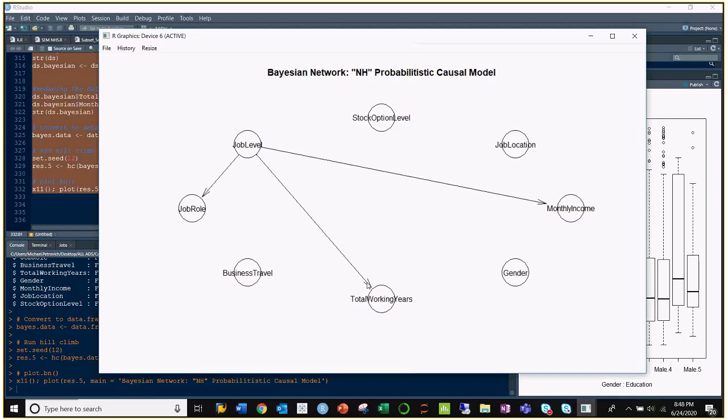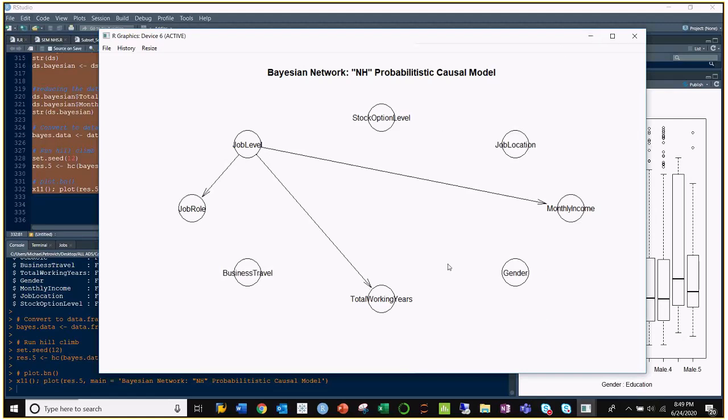So we see job level as the main node that influences other significant nodes, right? Like total working years and job role. And much like our earlier models, we see that stock option, gender, and business travel are not really part of this network at all, as they're on their own. They've got no vectors pointing towards them or pointing out.